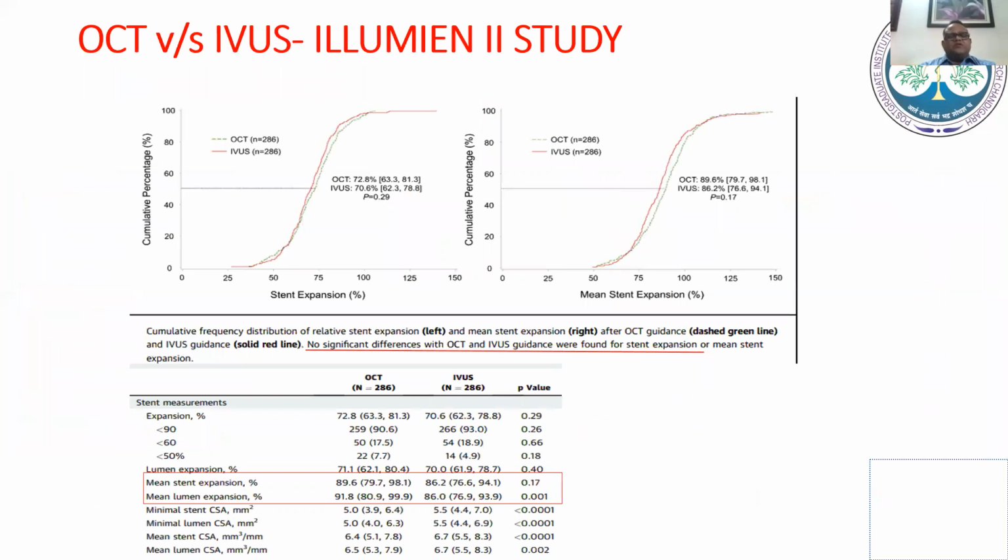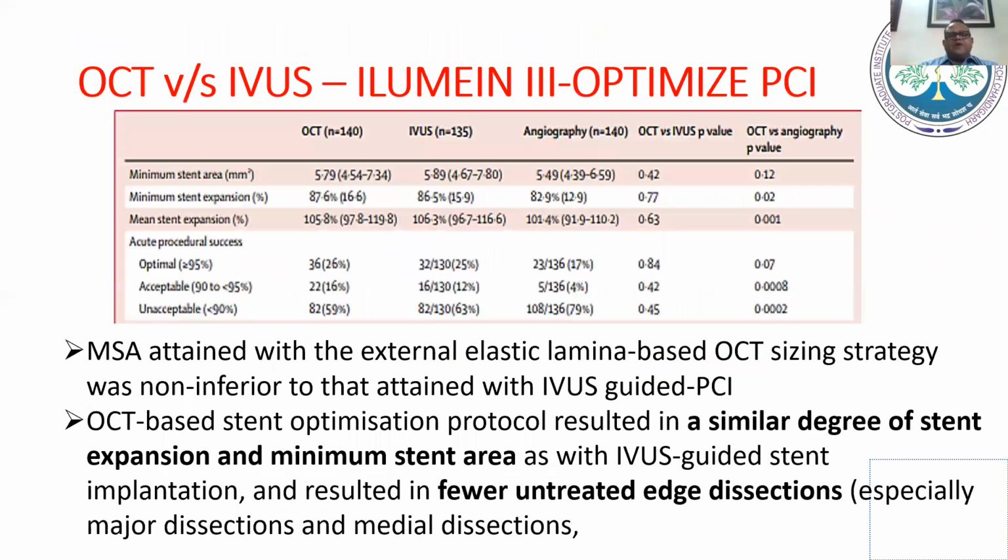ILUMIEN 2 was the one where OCT was compared with IVUS, and there was no significant difference between the two, but stent expansion was not properly assessed with OCT compared to IVUS. This was clarified in ILUMIEN 3, where external elastic lamina based assessment was done, and it was found to be non-inferior to IVUS guided PCI. It was also found that there is a similar degree of stent expansion and minimum stent area in both arms, whether IVUS or OCT.